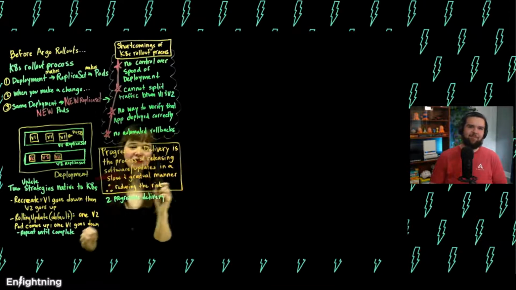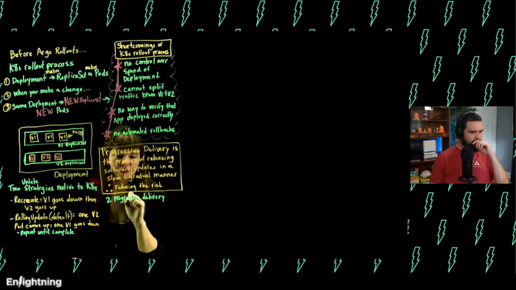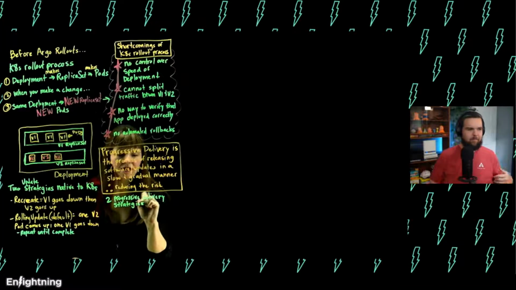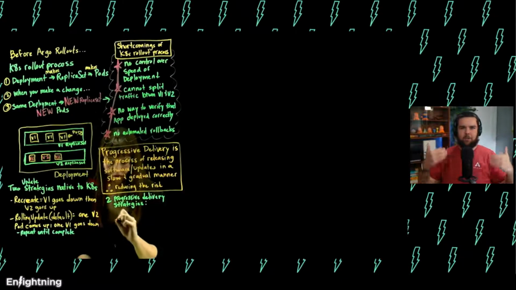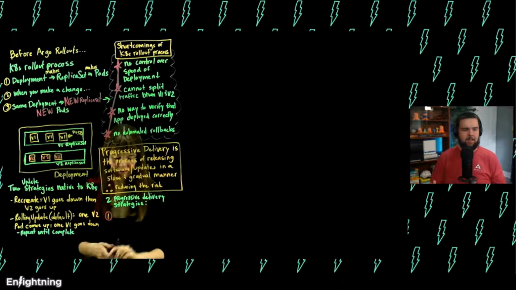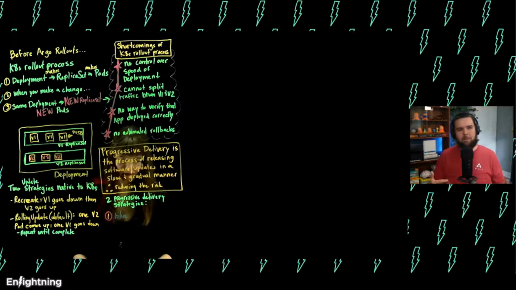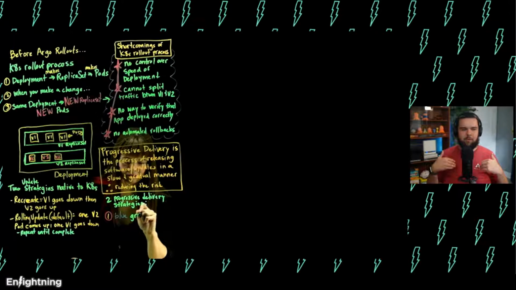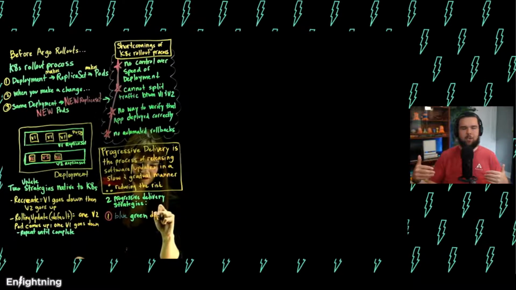So there are two progressive delivery strategies. The simpler one being blue green deployments. Blue green deployments are essentially having the new and old version of the application deployed at the same time. The new is typically referred to as green and the old is referred to as blue. So blue is your existing version, green is the new one that you're introducing into the environment.